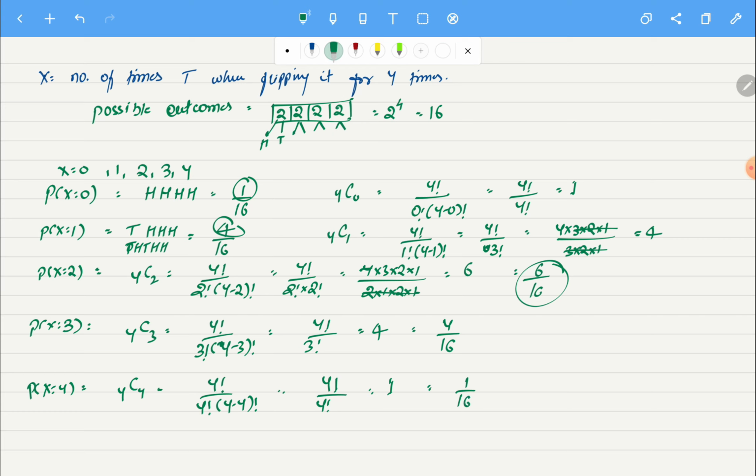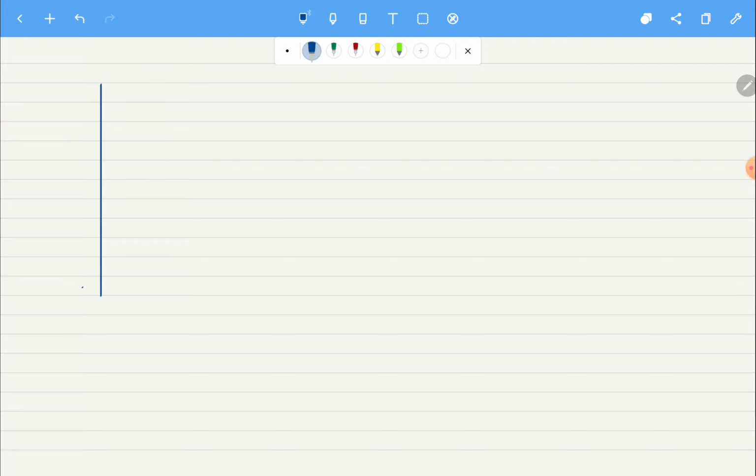Now let me draw a histogram to show you how the probability mass function looks. So the maximum value that we had was 6 by 16. If we take the middle value around here, this will be 3 by 16. So we can say that this is 4 and this is 5. And we can say this is 2, 1 and 0.